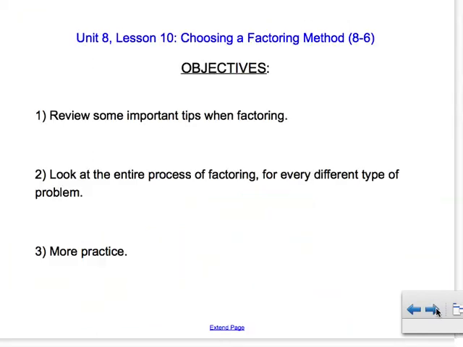Hopefully we are feeling good about our objectives, just some tips, that whole process, and more practice. Okay, we should be feeling really, really good about factoring right now, okay?